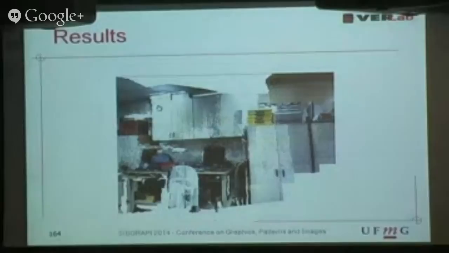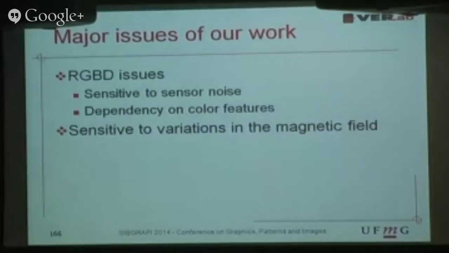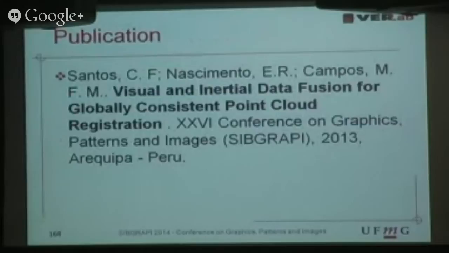All right, so we do have some issues that we have to tackle. And of course, since I mentioned that you use the magnetic information to reduce the drift, you have to take care of this when you are indoors, right? You have to be very careful with that. But you can calibrate for that. This has been published in Sibgrapi last year. And now we move on to the next step.